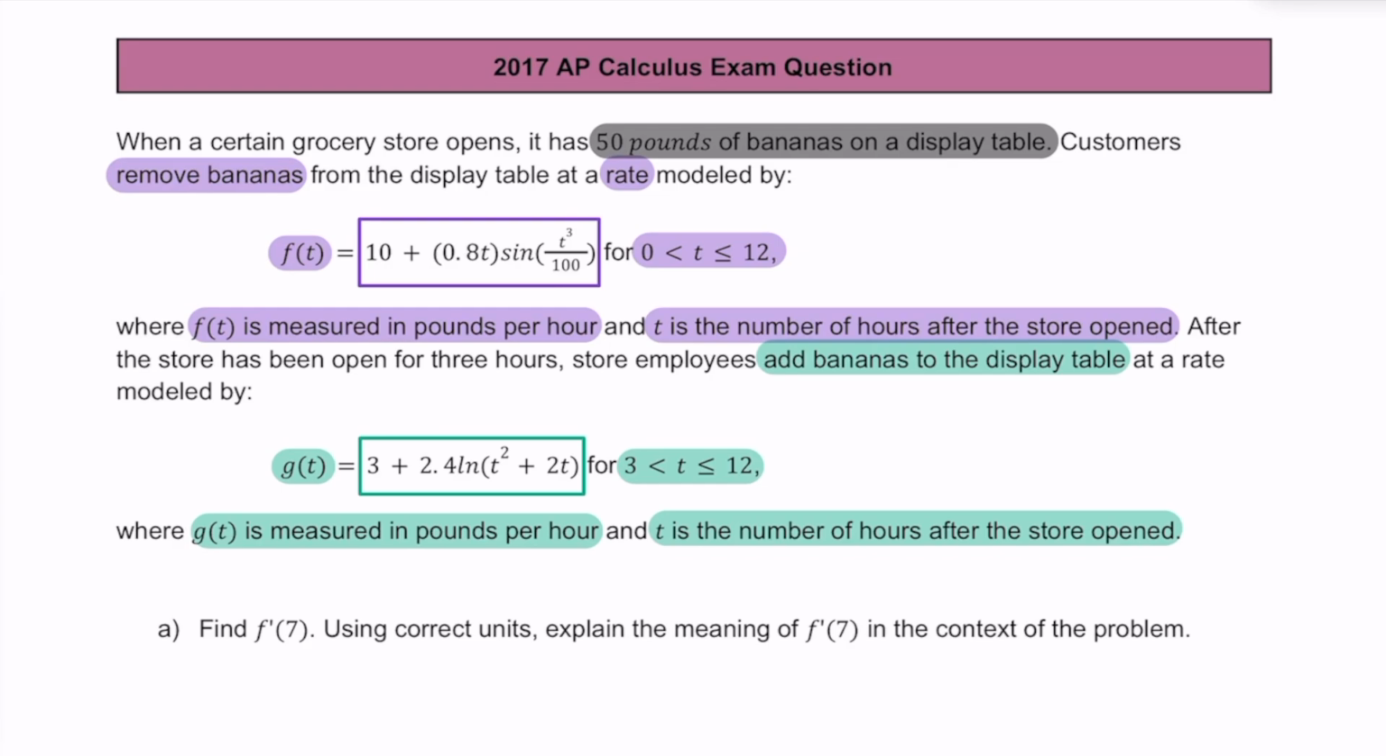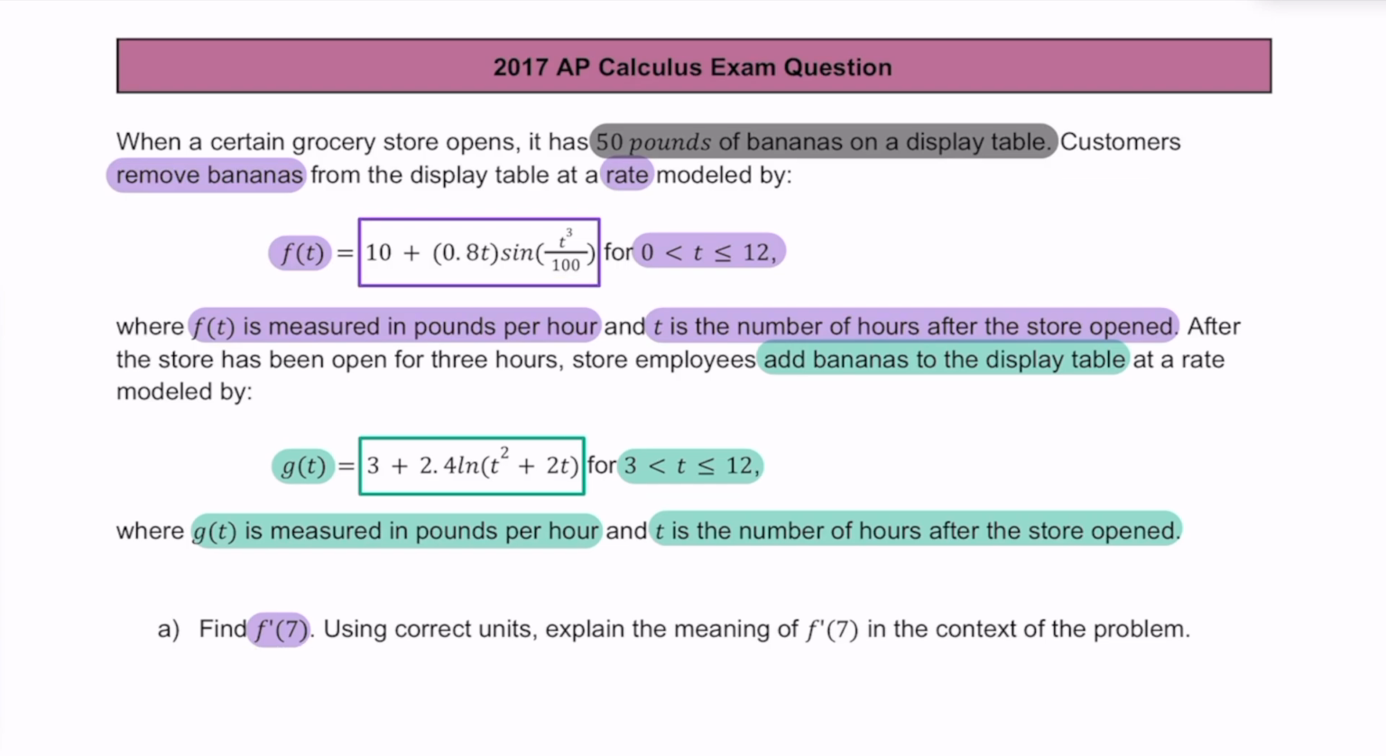So what are we being asked here? Well, it looks like we're being asked to find f prime of 7, or the derivative of that f of t function when time is equal to 7, or 7 hours after opening. So we have our f of t function here, which is letting us know how quickly the bananas are being removed from that display table, and we have that function right over here. Now, since this is a calculator question, we can go ahead and use a calculator to help us figure out what this f prime of t is, or what's that instantaneous rate of change at the 7th hour after opening this store.